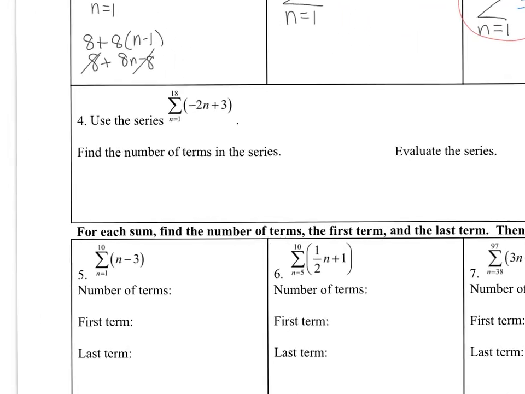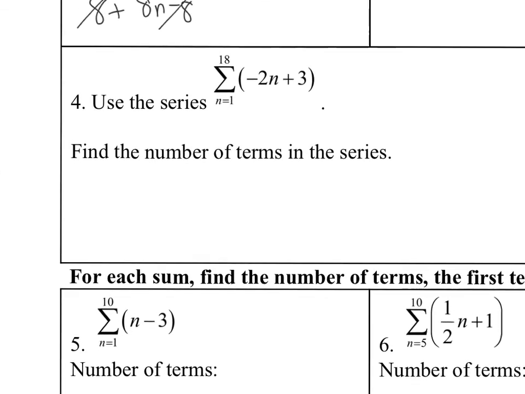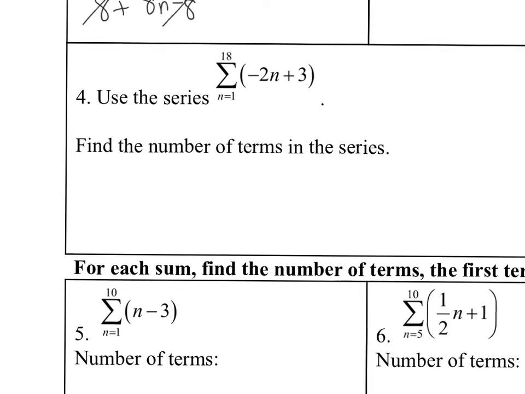Okay, number 4, use the series. So remember, a series is adding up the sequence. Find the number of terms in the series. So to find the number of terms, you do 18 minus 1, which is 17. So there's 17, and then you add 1, so there's 18 terms.